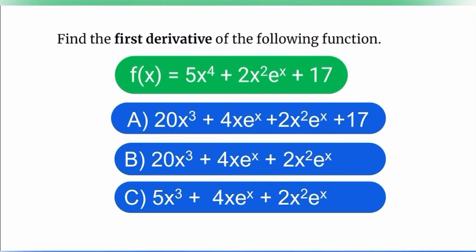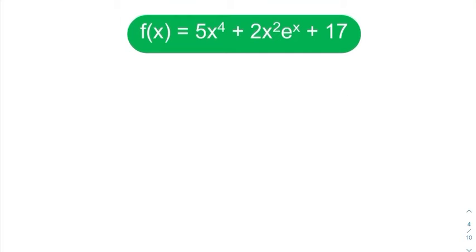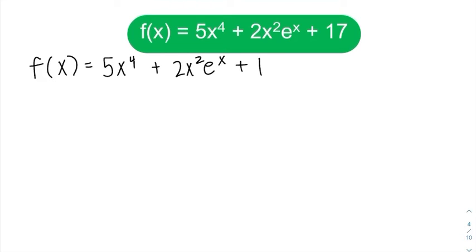Alright, we're back, and hopefully now you've attempted to solve this problem on your own. If your attempt was successful, you should have gotten that the first derivative of this function is in fact b. Alright, we're going to start off by rewriting our function. We'll keep the first two terms the same, but we want to rewrite 17 as 17 times x to the 0. This will help us see that the constant rule, which tells us that the derivative of any constant is 0, is really just another form of the power rule.